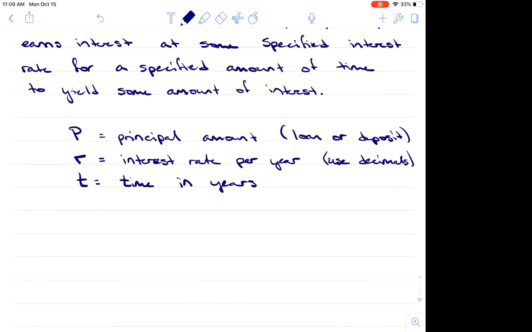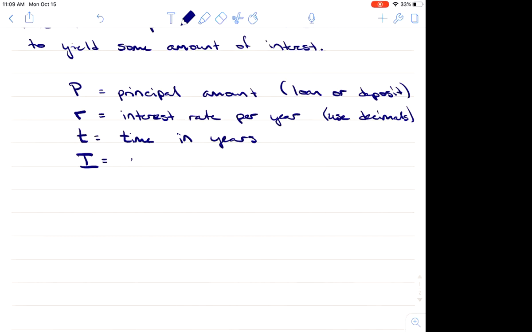And then finally, it's going to yield some amount of interest. So we denote that by capital I. Okay. Capital I is the amount of interest.